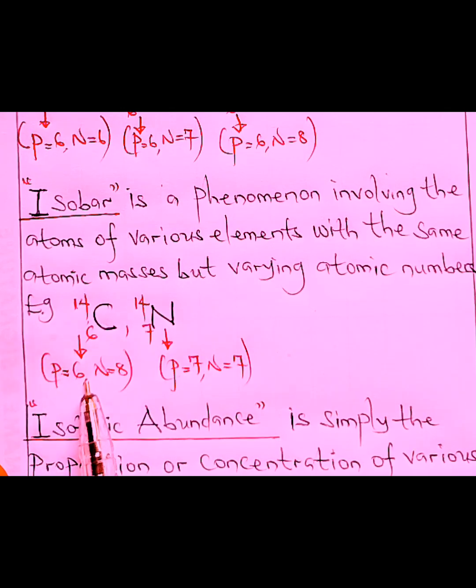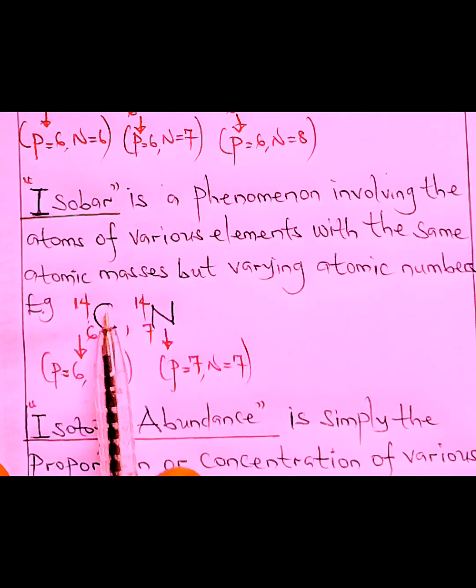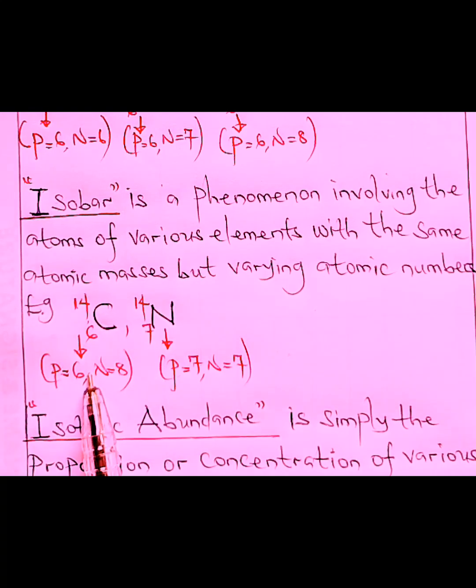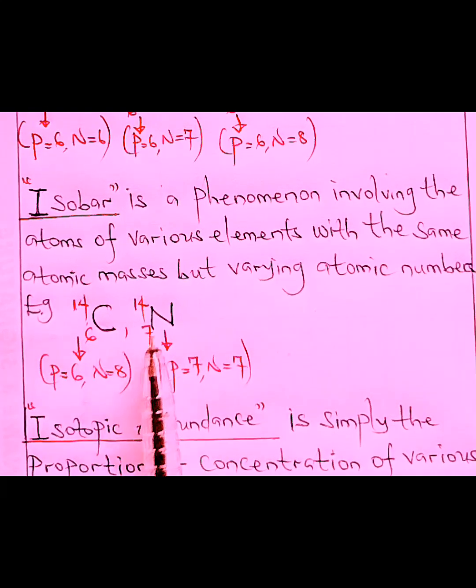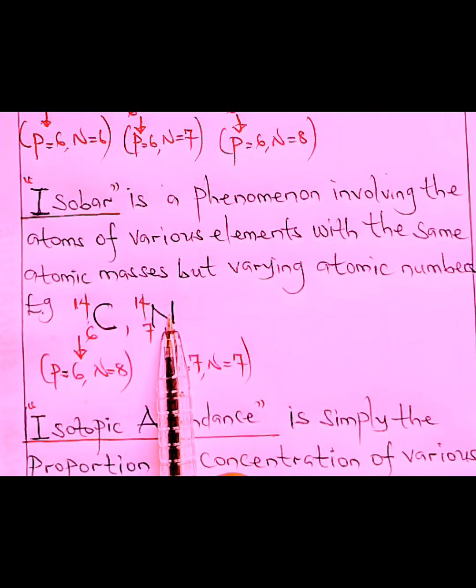which has a proton number of 6, and a neutron number of 8. That is that for carbon-14. Naturally, the most popular kind of carbon is carbon-12, not carbon-14. So if you compare carbon-14 and nitrogen-14, there's a natural nitrogen that we're talking about here.